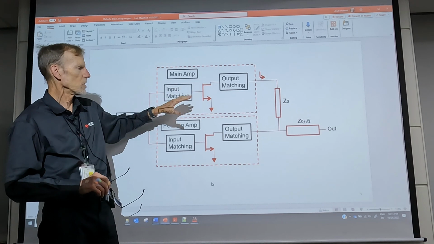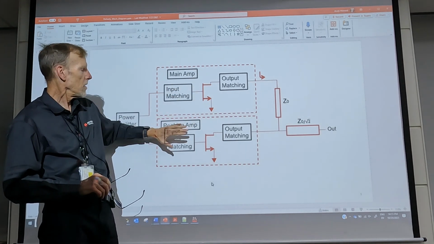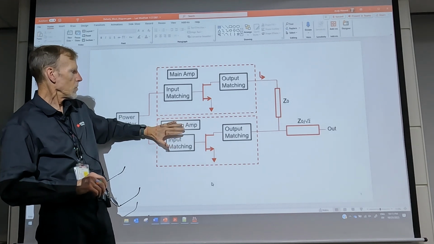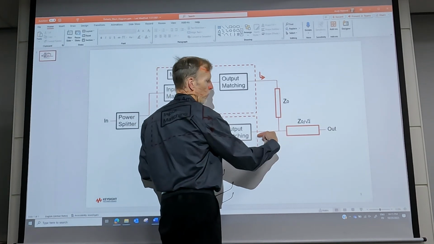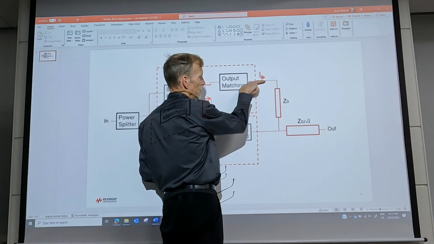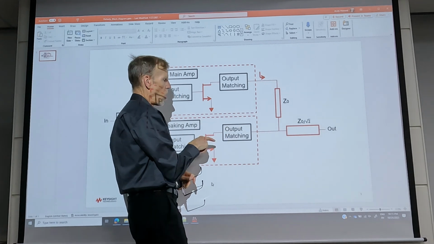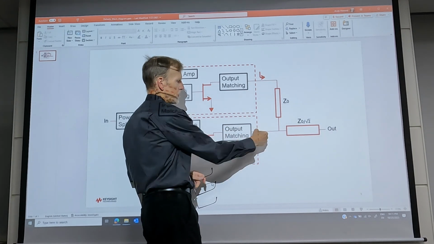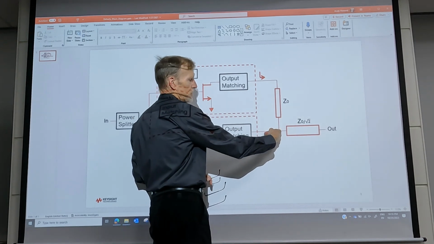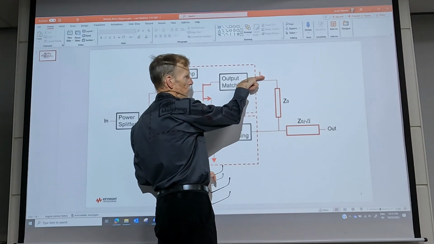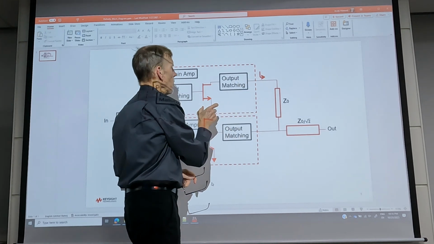So it's somewhat limited, but like I said before, when the peaking amplifier is off, this looks like an open circuit. So this is going to be a higher impedance, and when the peaking amplifier is on, this is going to look like a generator. So it looks like a negative resistance. So the impedance seen here is lower. So this will generate a higher output power.